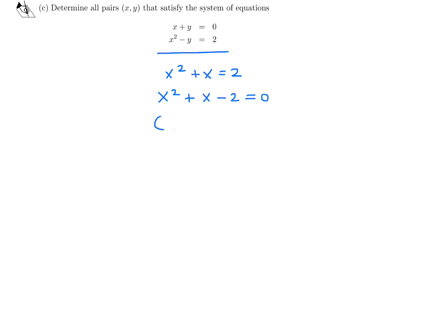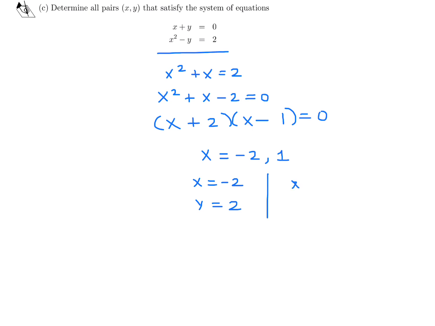And if we factor this, it should factor into 2, 1, positive, negative. So that means x is equal to either negative 2 or positive 1. Now we have to figure out the pairs, so I have to figure out my y values. If x is equal to negative 2, substitute it back into either of those, and you get y is equal to positive 2. If x is equal to positive 1, then substitute that value of x into here, or either one, and you get y is equal to negative 1.